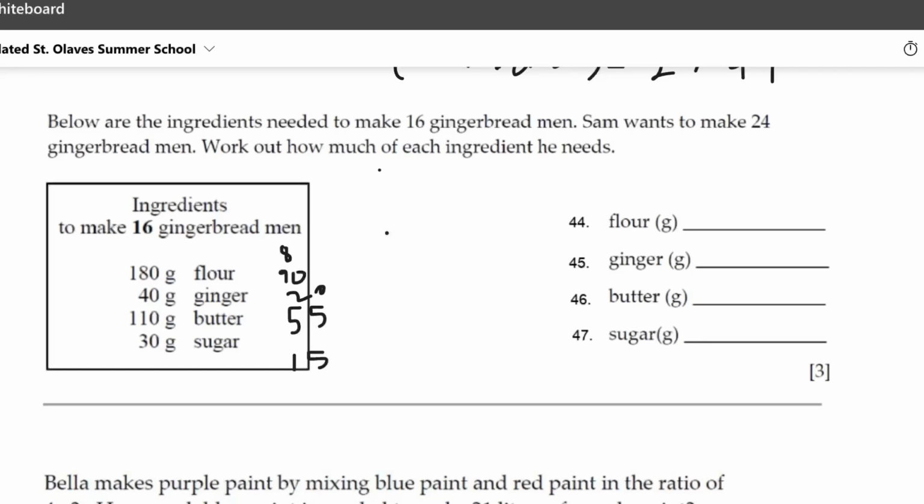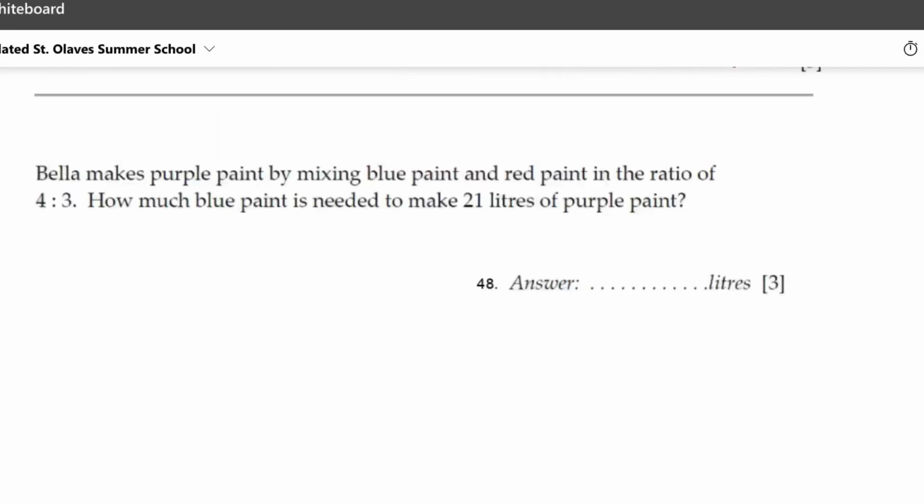So if we know 8, now we can find 24 by multiplying all of them by 3. So 90 times 3 is going to be 270. And then we have 20 times 3, which makes 60. Then we have 55 times 3, which is going to be 165. And then the next one is 15 times 3, which is going to be 45. And we don't have to find 1 and multiply it by 24 because that's much harder.